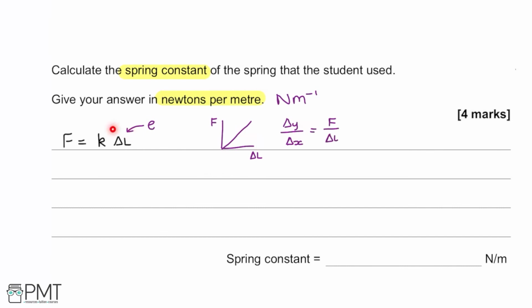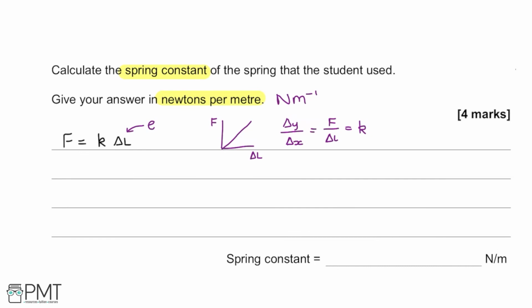And then if we look back to this formula, when we divide both sides by delta L, we're going to be left with k is equal to force over delta L. So the gradient of a force extension graph is just going to be equal to the spring constant. So in this case, I'm working out the gradient of the force extension graph that we were working with before, and then that's going to give us the spring constant of the spring that graph is representing.